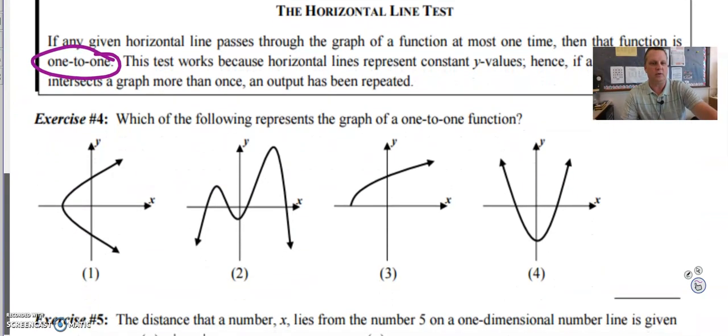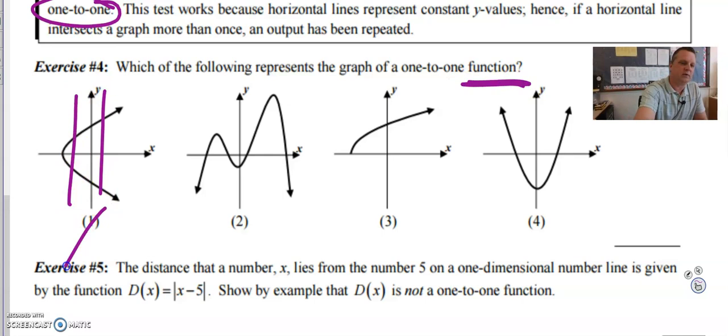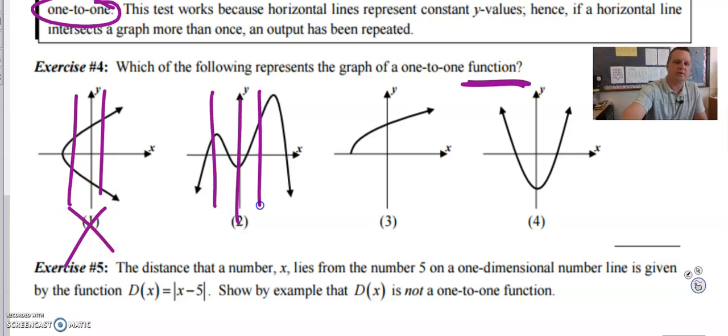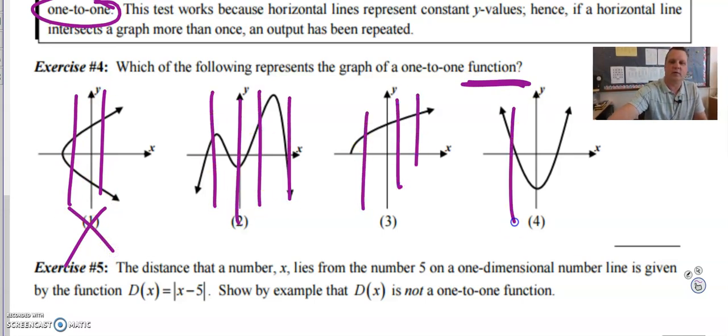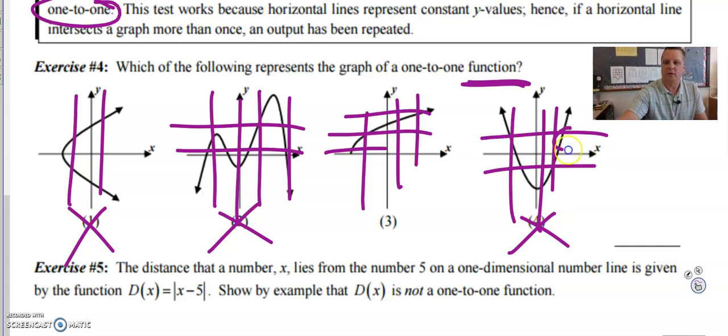So when we get down here to exercise 4, which of the following represents a graph of a 1-to-1 function? Vertical line test first, fails. Vertical line test, good. Vertical line test, good. Vertical line test, good. Okay, so that's your function. 1-to-1, horizontal line test, fails. Fails, okay, because it goes 2 places. Okay, so that choice is choice 3.